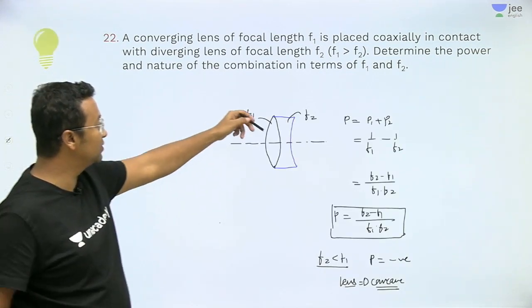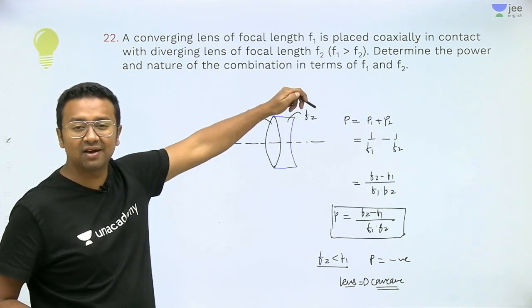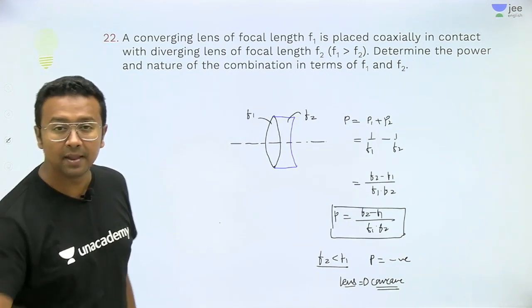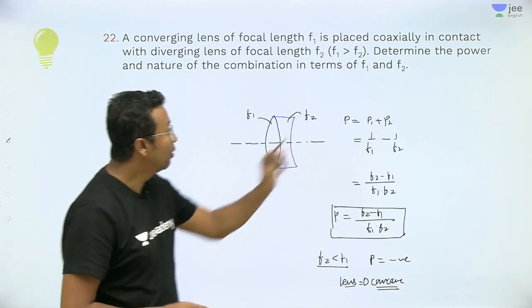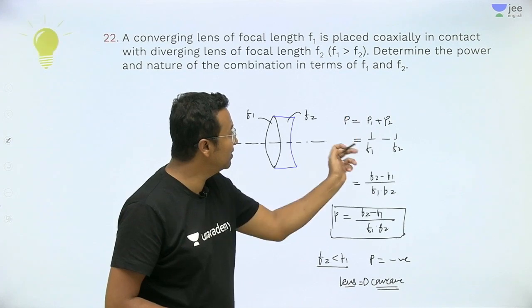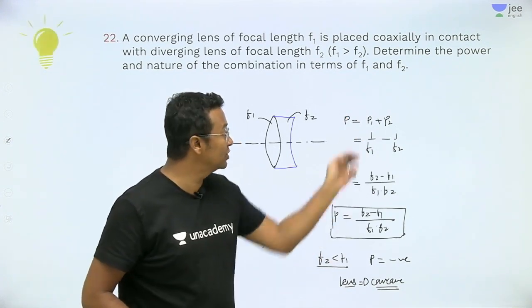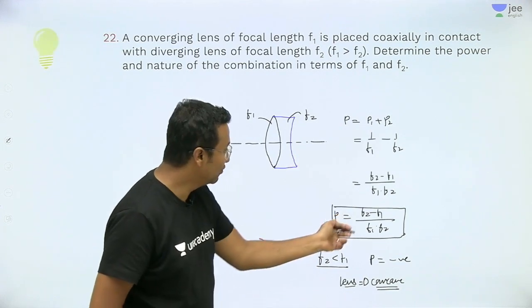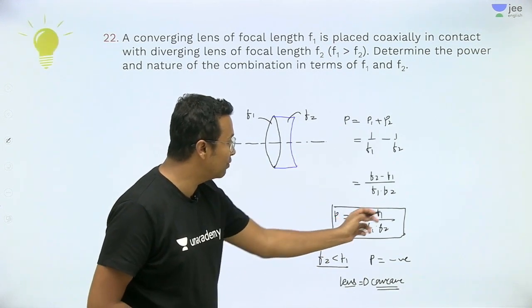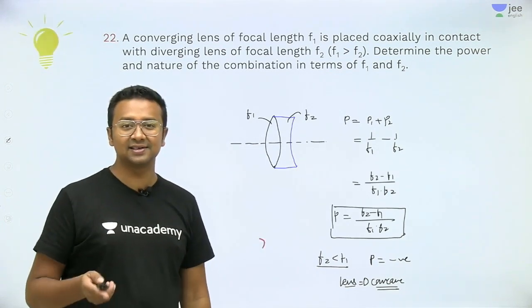See, simple idea. This was one lens, this was other lens. This is having a focal length of f1, this is having a focal length of f2. Okay. Now, come back to this point here. What will be the total power? P1 plus P2, simple formula. By the way, P1 will be 1 by f1, but P2 will be minus 1 by f2. Why? Because it's a diverging lens. So, if you put down here, power will be (f2 minus f1) divided by f1 f2. That is the correct answer.